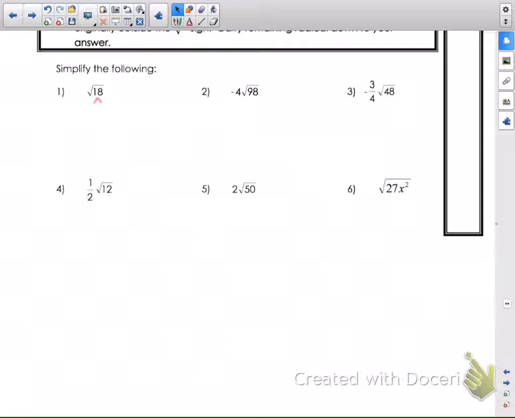What's another way I could divide 18? 9 and 2. Why might that be what I want to divide 18 by? Because I can square root 9, right? What is the square root of 9? 3. If you can square root something, what you get from that square root goes outside. So once I've square rooted 9, 3 goes outside.